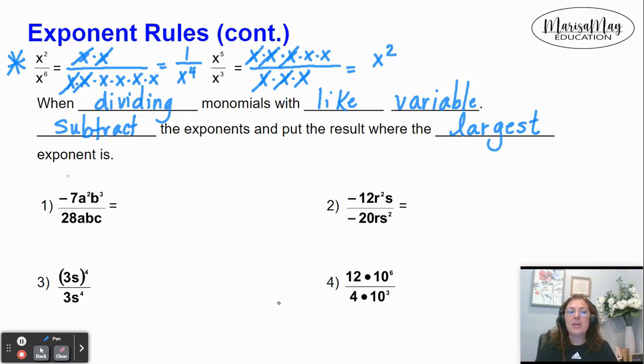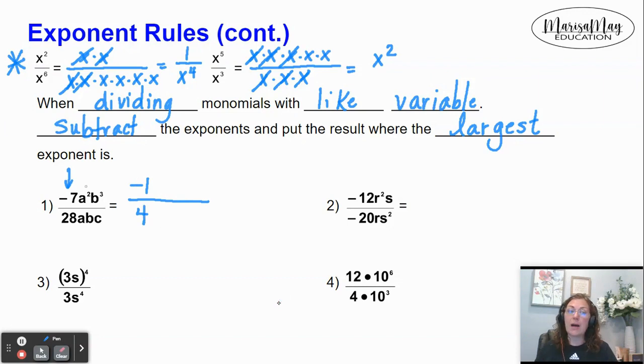Look at number 1. Start with your numbers in front. -7 and 28, both are divisible by 7. We reduced fractions last week, so that part of it is still the same procedure. So I'm going to divide -7 by 7, which will give me -1. And I will divide 28 by 7, which will give me 4.